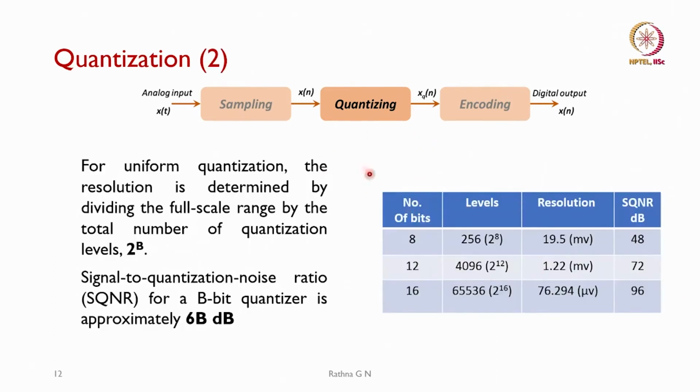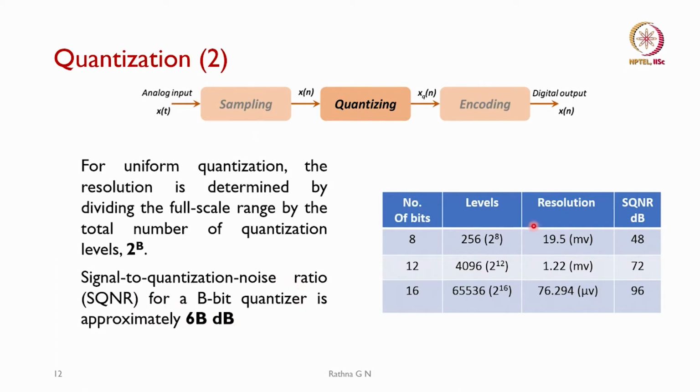Coming to the next one, we took a 2-bit quantizer as an example and saw this. For uniform quantization, the resolution is determined by dividing the full scale range by the total number of quantization levels. That is, if I am representing with an 8-bit number, then the resolution for each value is going to be represented as 2 power 8. B can be any number of bits, and then I have to specify the signal to quantization noise ratio. For a B-bit quantizer, it is approximately 6B dB, where B is the number of bits, represented in decibels.